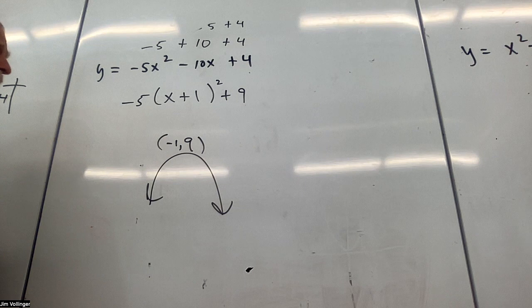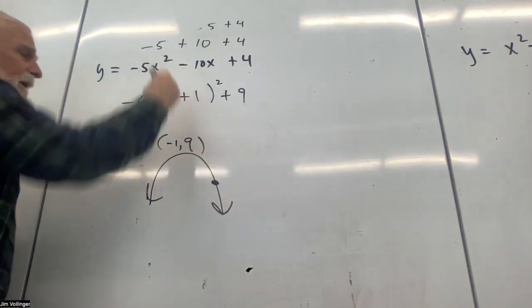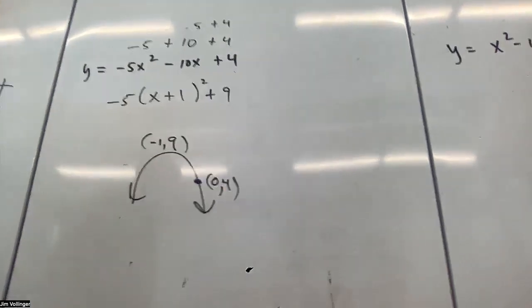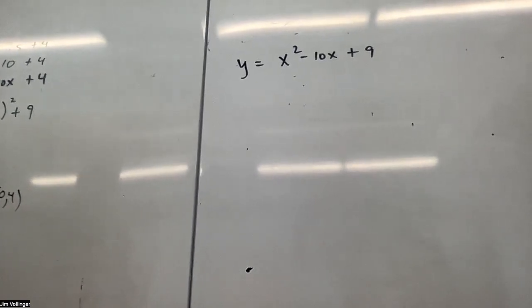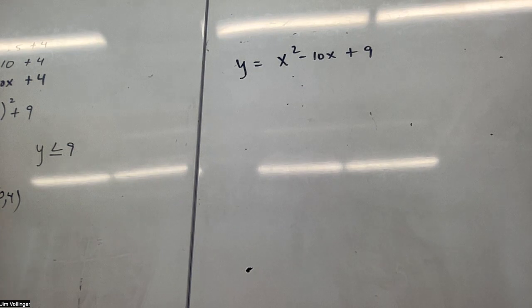Be nice to know where 0 was. It looks like it's on the decreasing side. Oh, yeah, that is a 0, 4. Moving on. Maybe I should tell you that the range of this is y values less than or equal to 9. All these y values, you know where they are? Smaller than that one. Below it.